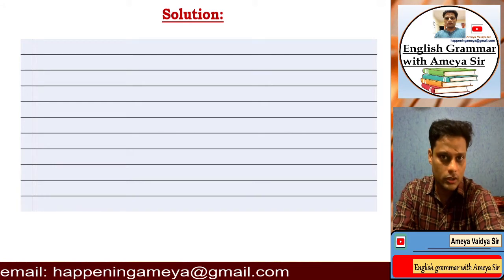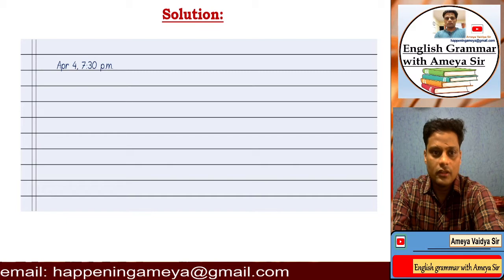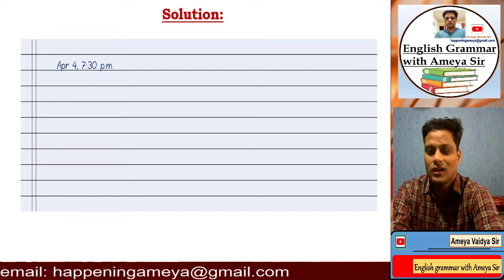So this is the solution. I'm sure you remember what was said. We start with the date and the time. So April 4, 7:30 p.m. Mention that very clearly. No need to underline it or anything, but that's the first part. Now comes the important part. For whom is the message? Amol. So you write that.